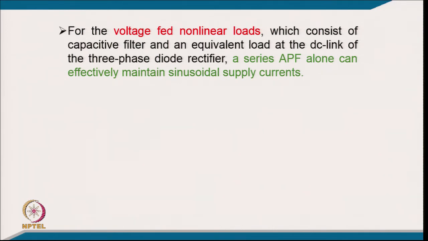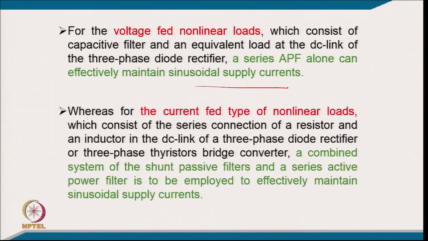And this is the point which I was mentioning: for a voltage fed nonlinear load which consists of a capacitive filter and equivalent load at the DC link of the 3 phase diode rectifier, a series active filter can effectively maintain the sinusoidal supply current. Whereas for a current fed nonlinear load which consists of a series connection of a resistor and inductor at the DC link of a 3 phase diode bridge rectifier or thyristor bridge converter, a combined system of shunt passive filter and series active filter is to be employed to effectively maintain the supply current.